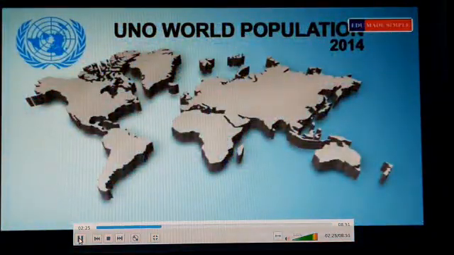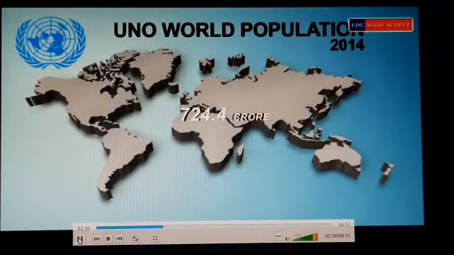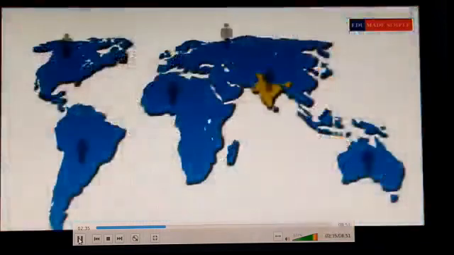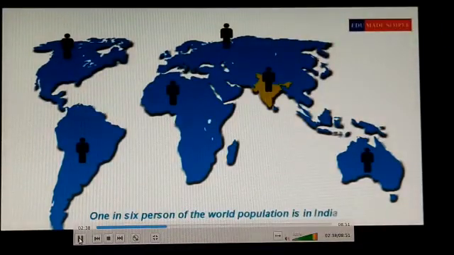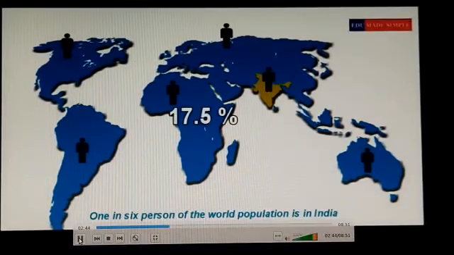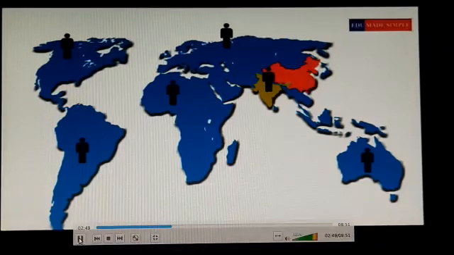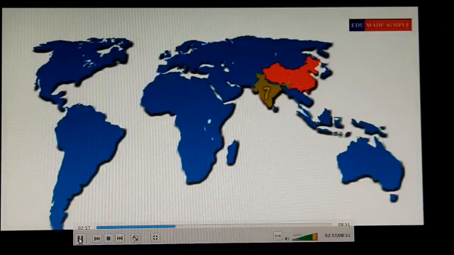According to the United Nations Organization report of 2014, the world population is 724.4 crores. 1 in every 6 of the world population is an Indian. It means 17.5% of the world population is in India. China ranks first in position with 19.4% of world population. In terms of land area, India ranks 7th with only 2.4% of total world area.